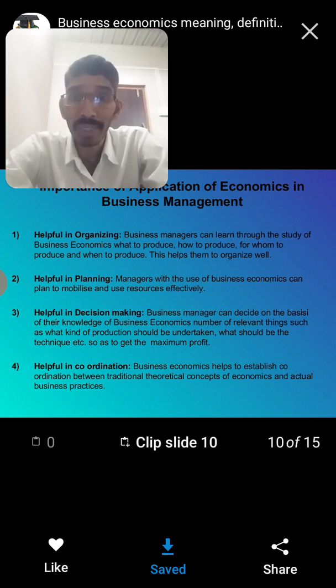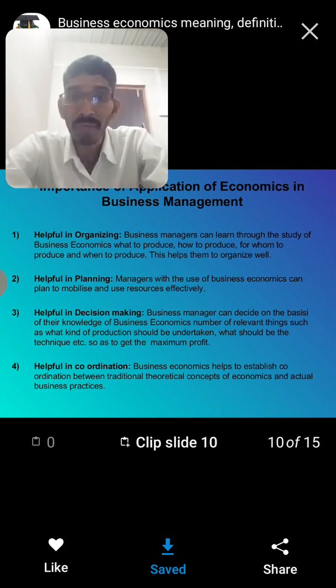Business economics is very helpful for decision making. We have already frequently spoken about it many times: the right or proper decision making. Managers decide on the basis of their knowledge of business economics. There are a number of relevant questions, such as what kind of production should be undertaken by our company, what technique we have to adopt for the production of goods and services, and what profit techniques to use to gain more profit for the company. That is also the proper decision by business economics.